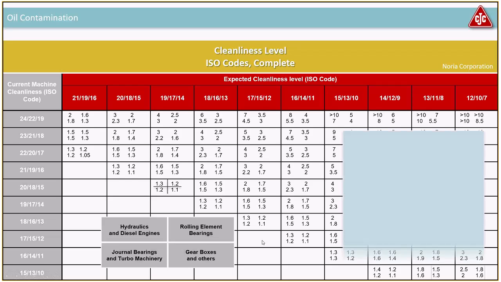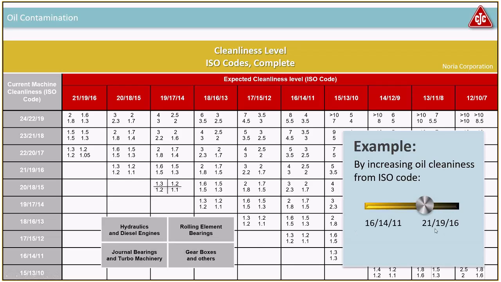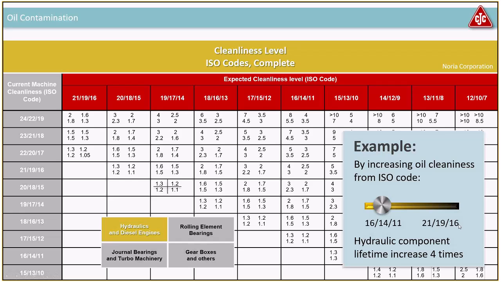And let's say that I have a system here, a hydraulic system, with an ISO code of 21/19/16, and I clean it to a 16/14/11. What will happen if it's a hydraulic? So I go from the 21/19/16 here, sideways to come to the 16/14/11, and this corner here where it says 4, that's my hydraulic and diesel engine. If it was a turbine, it would be 3 times longer life. It was roller bearings 2.5, and gearbox another 2 times. So between 2 and 4 times longer life of the components if I cleaned it from this ISO code to the other.